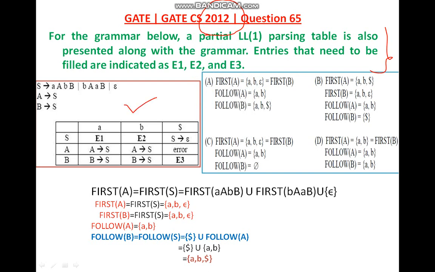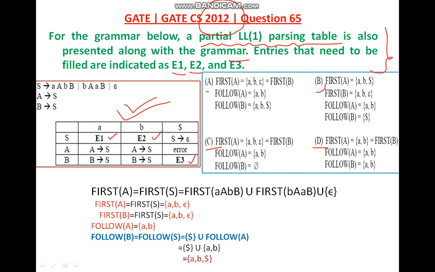This table has been constructed using the LL1 parsing technique. They have mentioned three entries here, E1, E2 and E3, and they ask you which of the following options is right: A, B, C, or D.